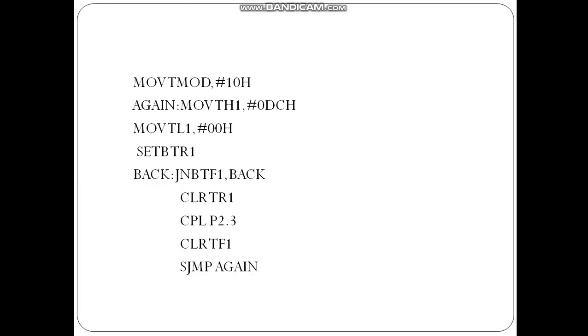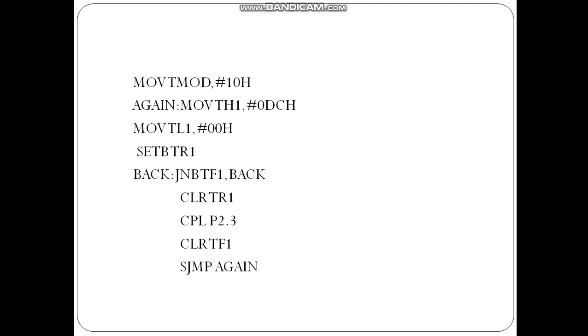Once the timer is started, timer overflow flag has to be continuously monitored using JNB instruction. Once there is an overflow, the control will come out of the loop, indicating that the required delay is reached. We have to stop the timer using clr TR1 instruction. That means we are going to make the timer run control bit 0.